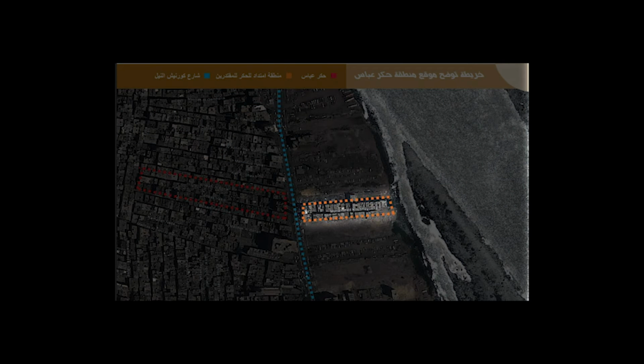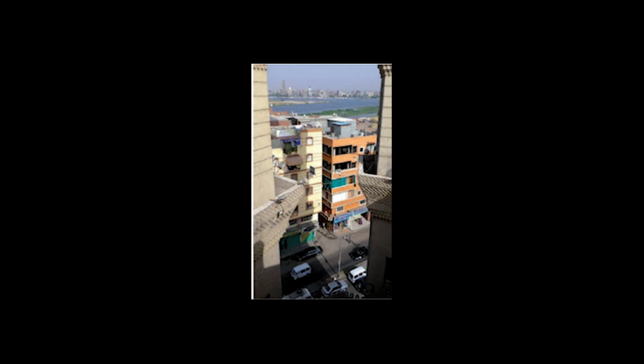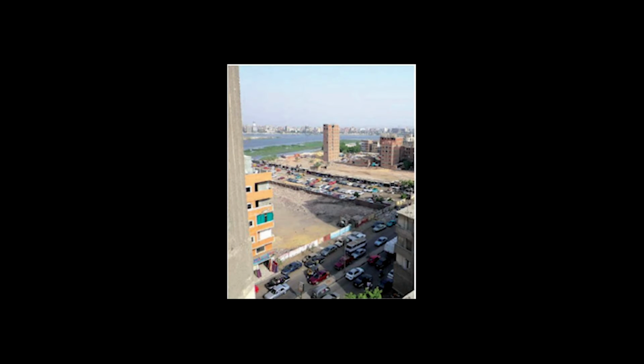Hikr Abbas is considered as people's land, where people started renting lands from Abbas and then they started building on it without infrastructure. There was abundant land in front of the Nile and in front of Hikr Abbas. Some people from Hikr Abbas who could afford it started expansion and building on it.